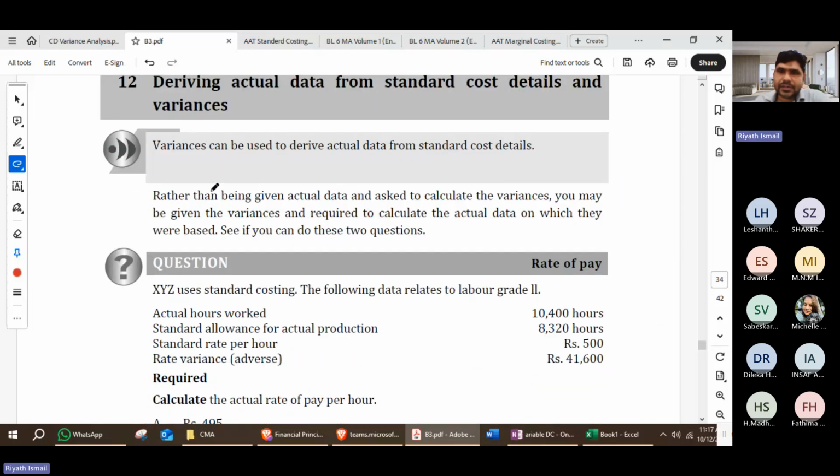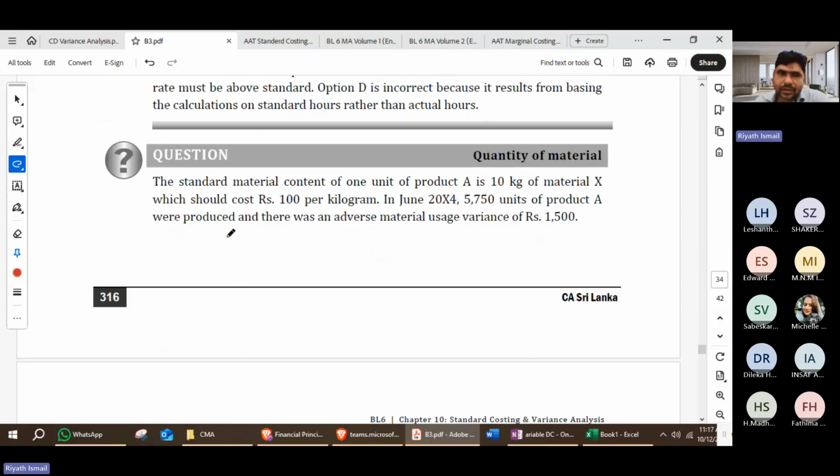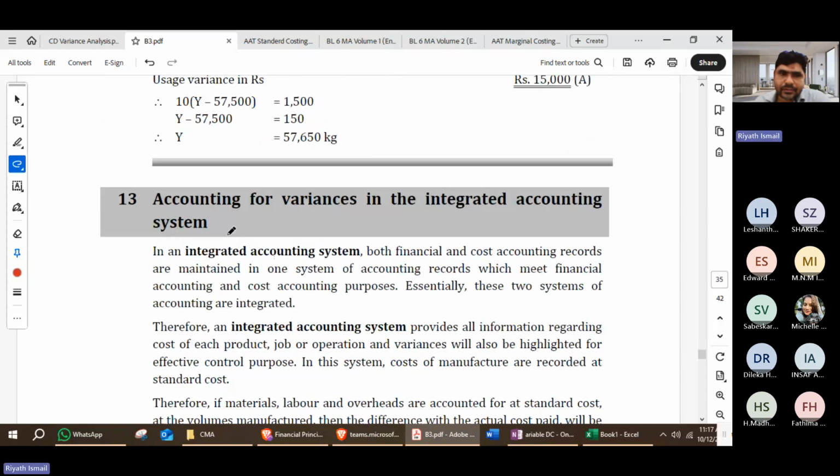Deriving actual data from standard cost detail and the variances. So this you're not examined on now. So we don't want to talk about this.